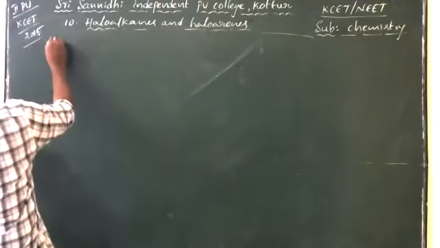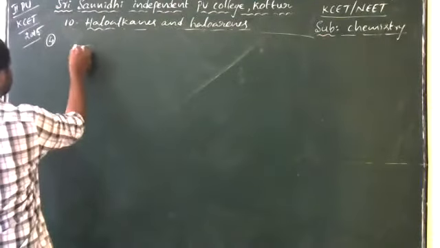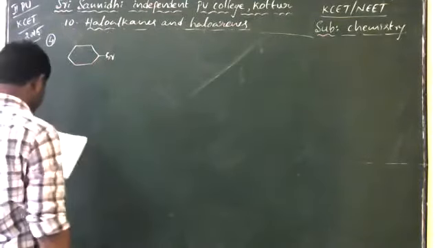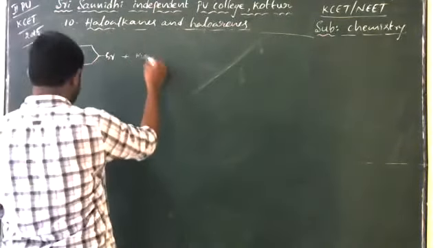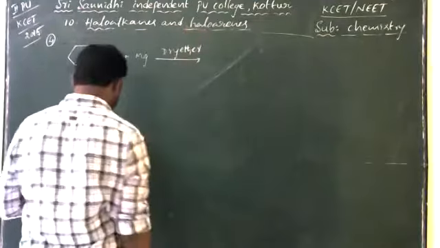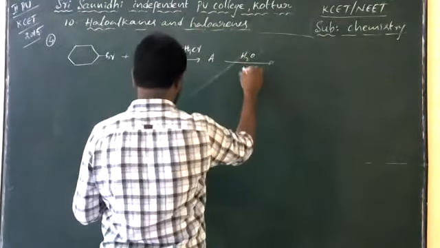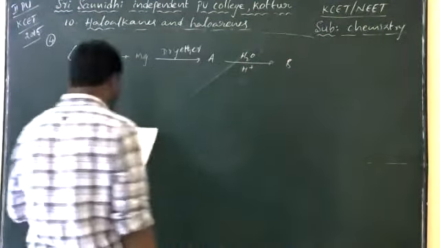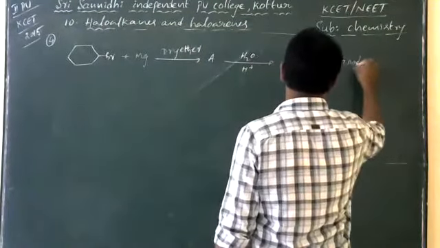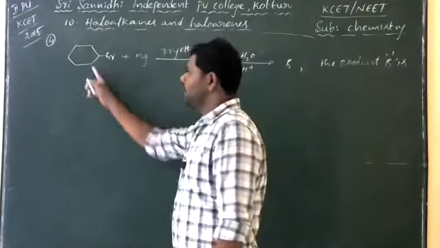Next, 2015, that is question number 4. Right. So, what is the question? Bromocyclohexane is given. Bromocyclohexane plus Mg in the presence of dry ether gives A, and then A with H2O, H plus gives B. The question is what is the product B.